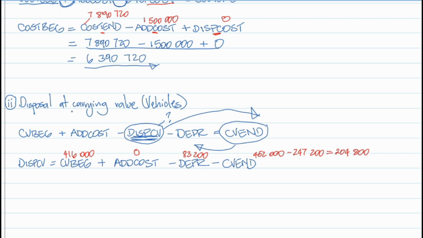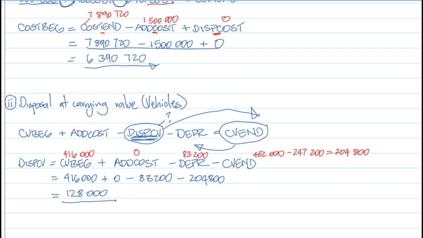So now if you write out the equation, we have disposals at carrying value equals to 416,000 rands plus 0 minus 83,200 rands minus 204,800 rands. This gives us an answer of 128,000 rands.